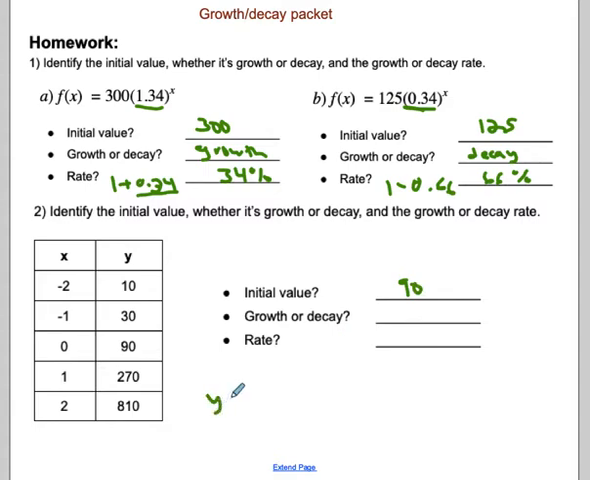So if I want to write a formula for this, I would start with y equals 90, and then I've got to figure out what my rate is. Here, you can see that as I'm going down, I am multiplying by 3. So this is an exponential one, multiplying by 3. So every step of the way, I'm multiplying by 3. So that is my base.